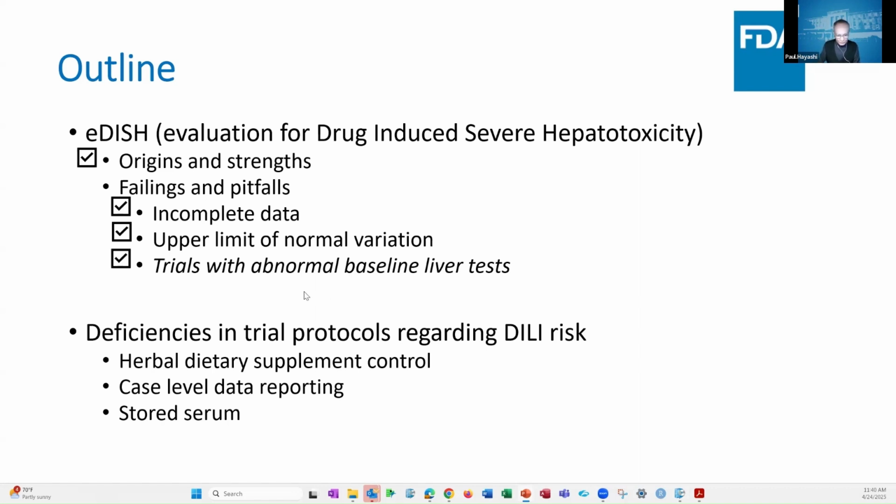And then I covered the trials with abnormal baseline liver tests and what we're trying to do with those. So I will finish up with some deficiencies in trial protocols regarding DILI risk and cover these 3 topics here: herbals, just overall case level data reporting and how it would help to get it organized and data collected, and then the value of stored serum, or stored blood, I should say. It doesn't have to be serum.